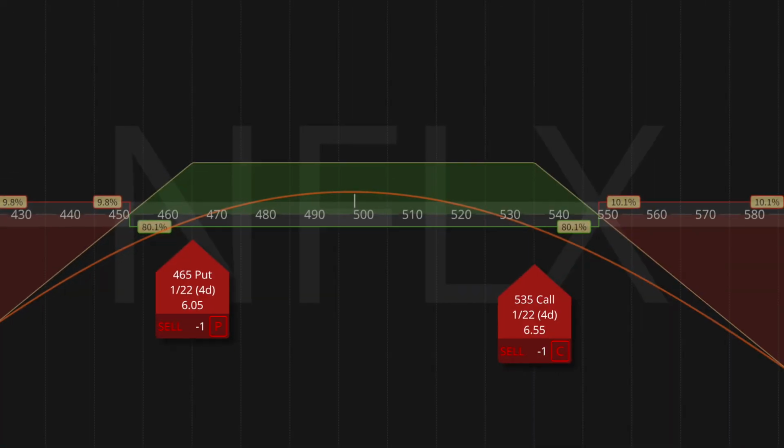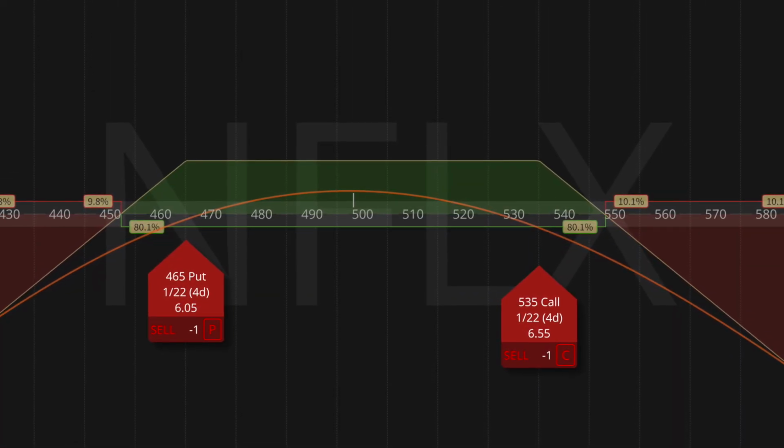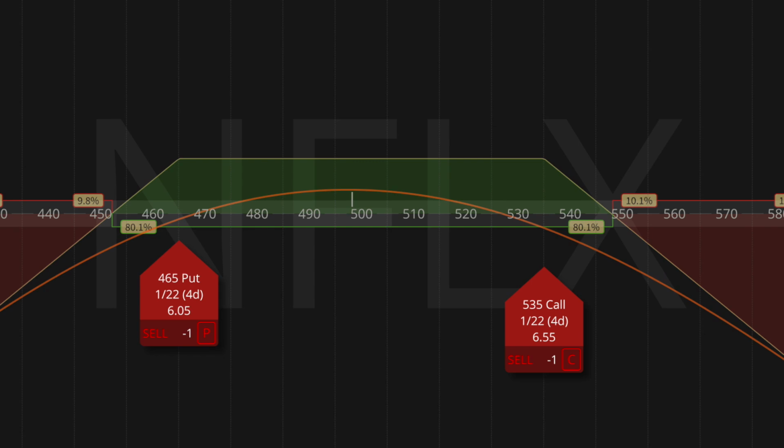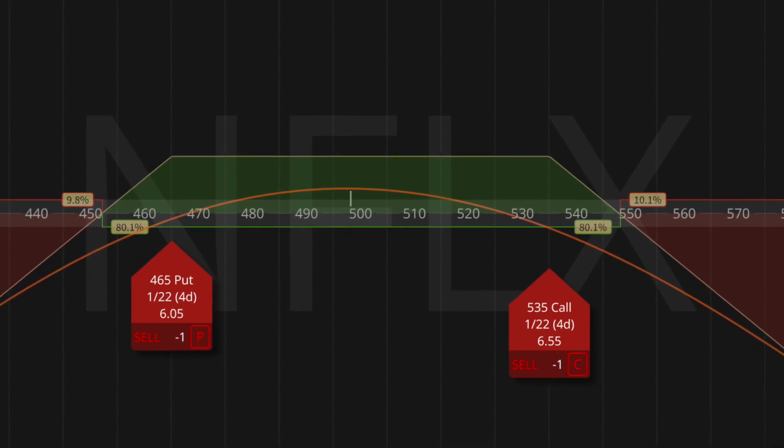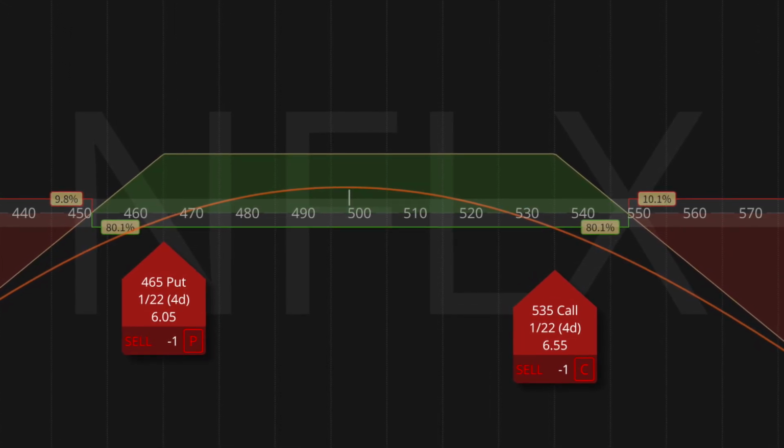And as I said, instead of buying options, I'm trying to take advantage of earning announcements by selling options. And the strategy that I like to use is called the short strangle. A short strangle is selling a call and selling a put at the same time. And that has the effect of creating a profit zone, as you can see right now. That profit zone means that if the stock stays within that zone, I'm going to make money. And if the stock goes out of that zone, I'm going to lose money.